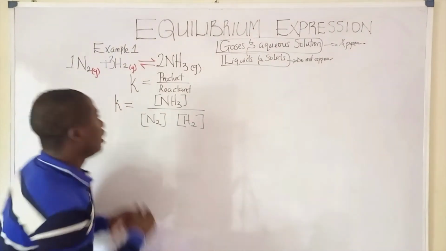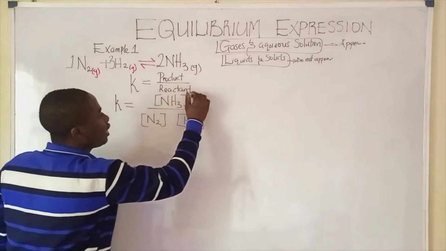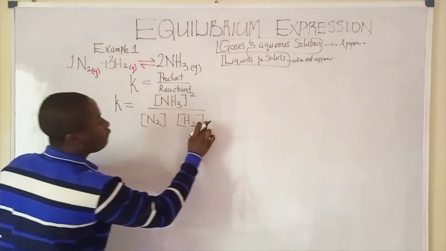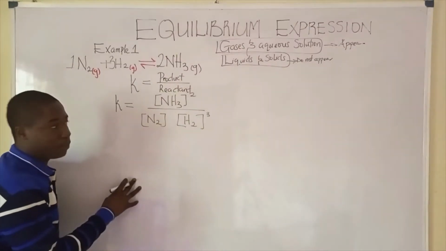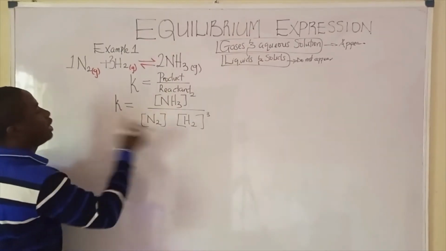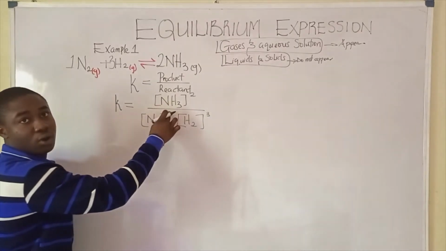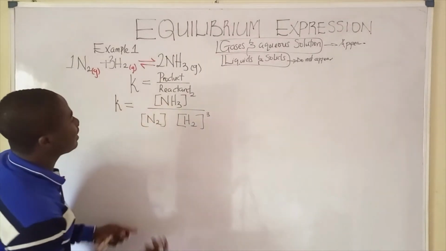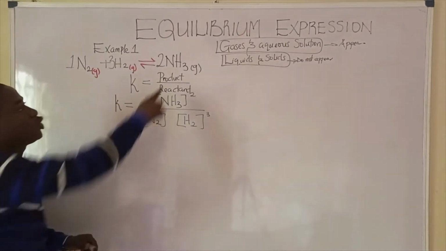Now, the next step to be taken is to take the coefficients of the reacting species to be the power. So for ammonia, the coefficient is 2. So 2 here is going to be the power. Whereby for hydrogen, the coefficient is 3. So 3 becomes the power. So for nitrogen, the coefficient basically will be 1. So 1 becomes the power, but sometimes you just leave it like that. It stays the same. So basically, this is the equilibrium constant expression for the formation of ammonia.